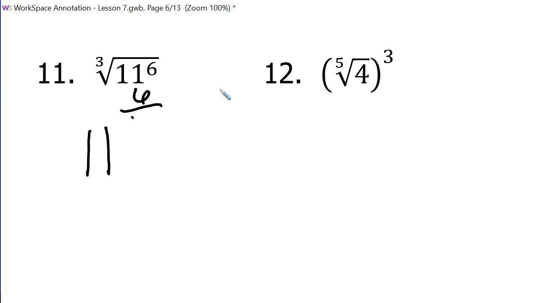Number 12, what's the base? 4. What's the power? 3. What's the root? 5. So 4 to the 3/5 power.